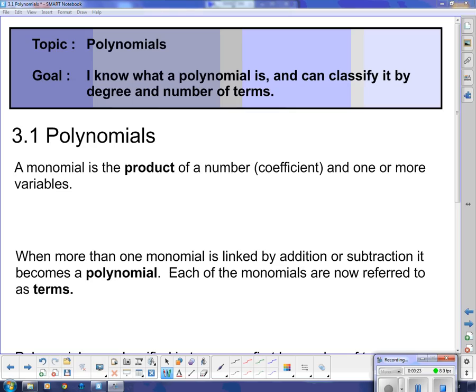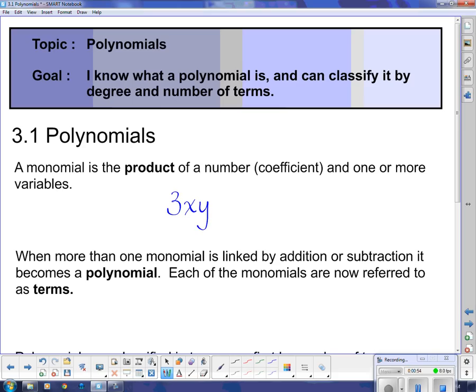So a monomial is the product of a number, which is always a coefficient, and one or more variables. So I can have 3. That's actually a monomial, but more than a monomial, it's a constant term because it has no variables with it. So that could be considered a monomial. Most of the time, you're going to see something that looks like this, 3x. That's a monomial. Or 3xy is a monomial.